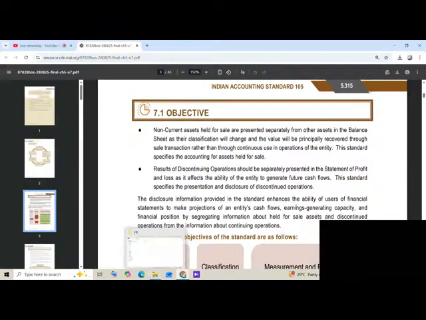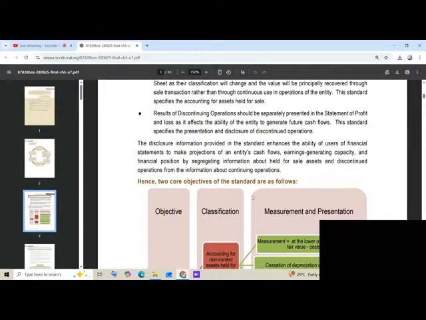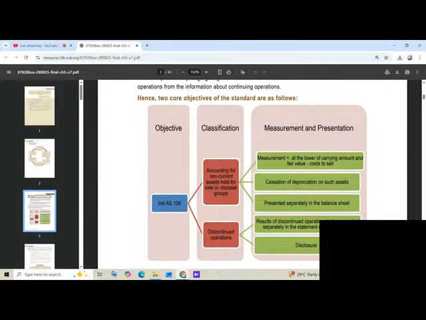The disclosure information provided in the standard enhances the ability of users of financial statements to make projections of an entity's cash flows, earnings generating capacity, and financial position by segregating information about held for sale assets and discontinued operations from the information about continuing operations. Hence, two core objectives of the standard are as follows: accounting for non-current assets held for sale or disposal groups, and discontinued operations.